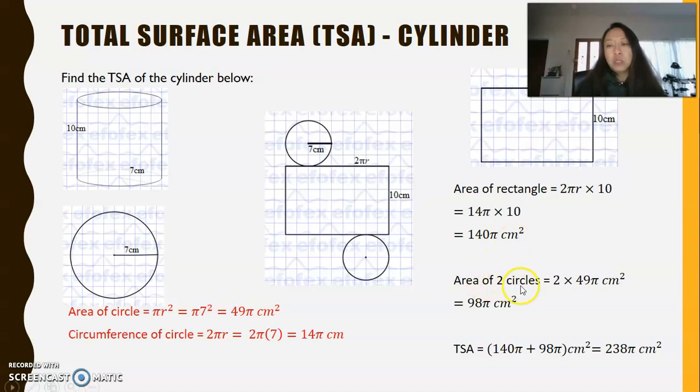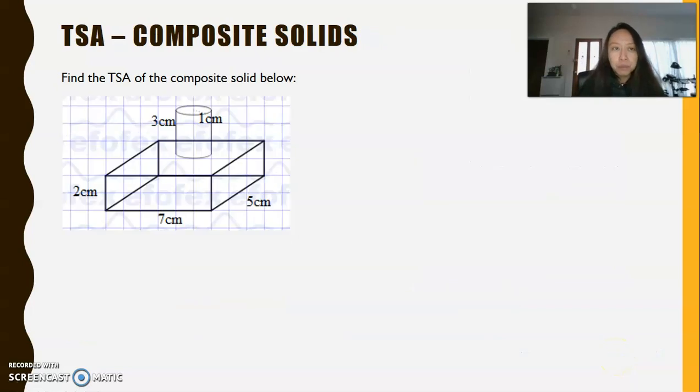The area of the two circles will be 2 times 49 pi centimeters square, because 49 pi centimeters square is for one circle. I times it by 2, and therefore it gives me 98 pi centimeters square. The TSA for a cylinder will be 140 pi plus 98 pi, so this will give us 238 pi centimeters square.